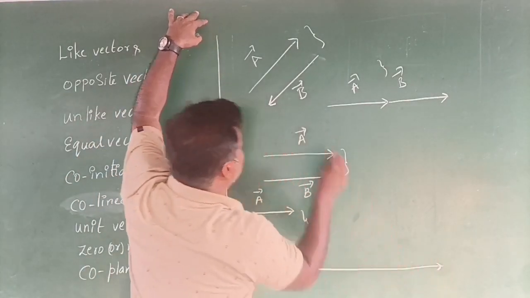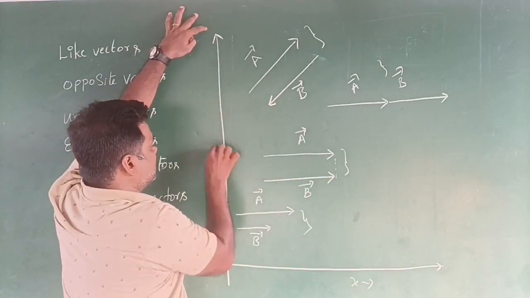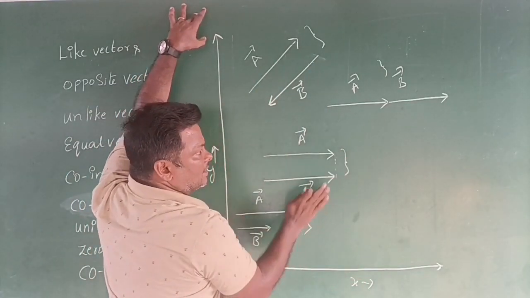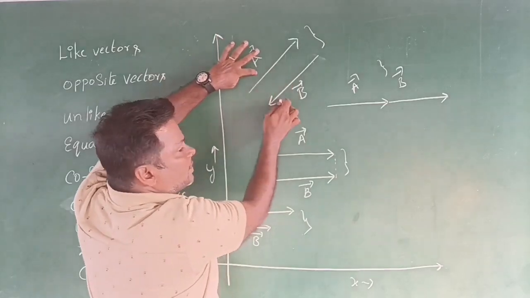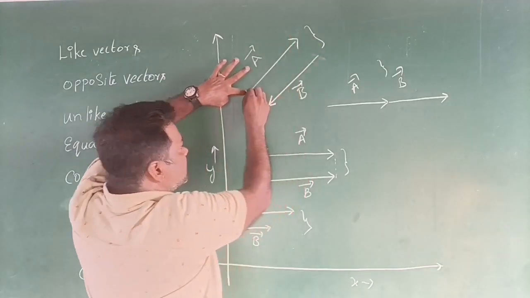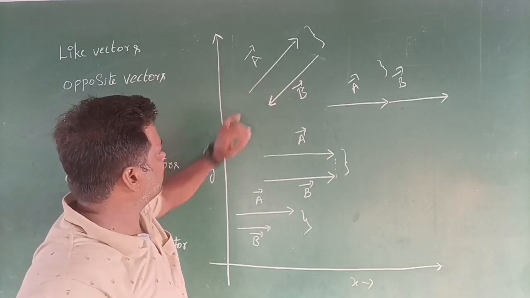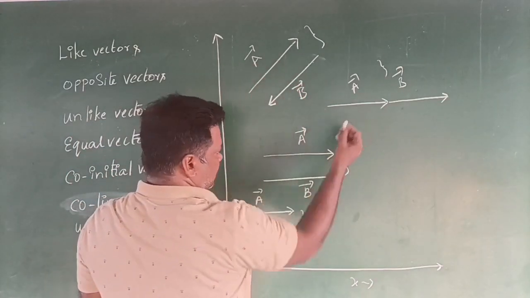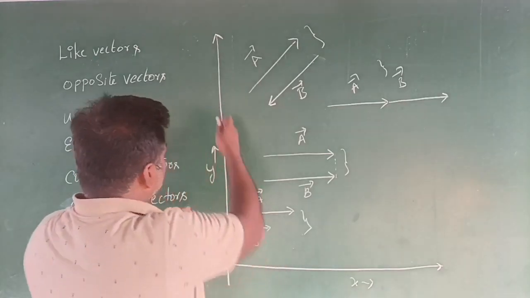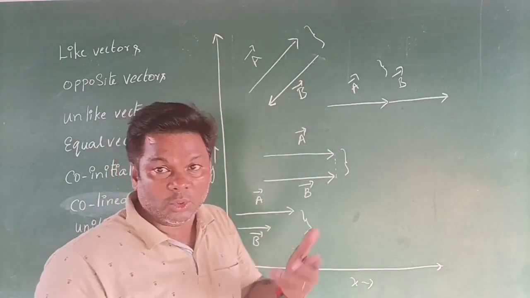Already in our previous classes we discussed the plane. This is the x-axis and this is the y-axis. The space covered between these two axes is called the XY plane. In the XY plane only, vectors A and B are drawn. If vector A is like this and vector B is in this way, then you can say they are not in the same plane. But here all the pairs of A and B are drawn on this blackboard only, in the XY plane. So all these pairs are said to be coplanar vectors.